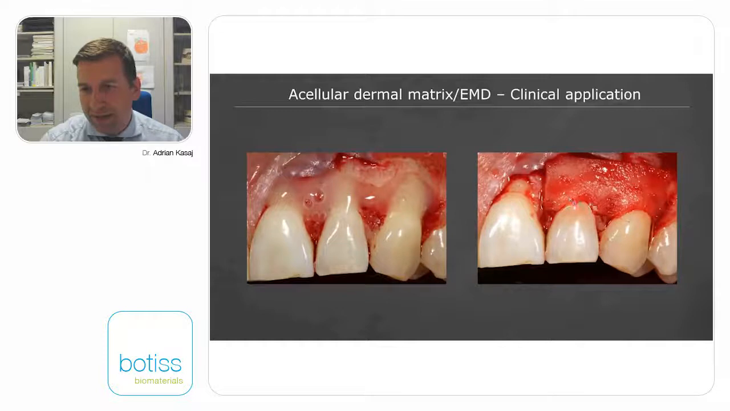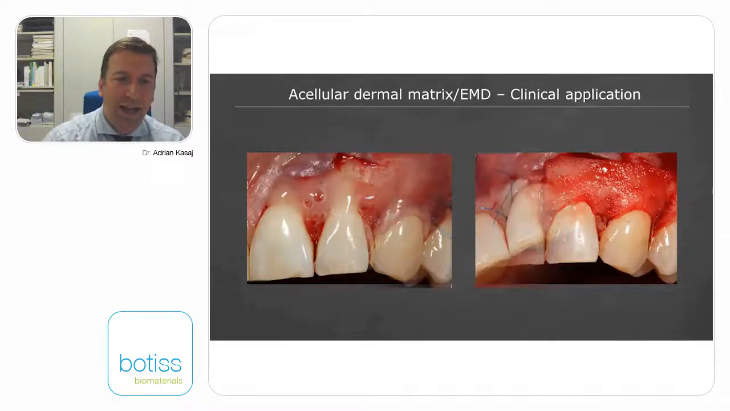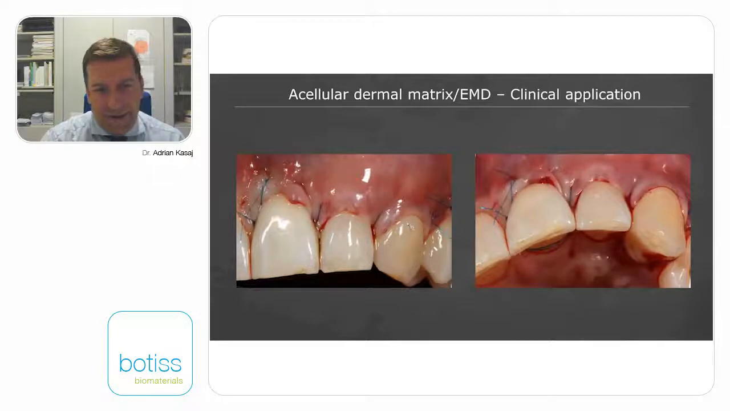Again, you can see here in the newer cases where I cut out the area here at the collar to outline the cemento-enamel junction so that I don't have any exposure in the early healing period. You might apply some Emdogain on the mucoderm matrix. And you can see here the tensionless advancement of the flap.